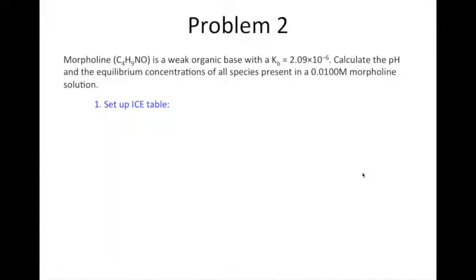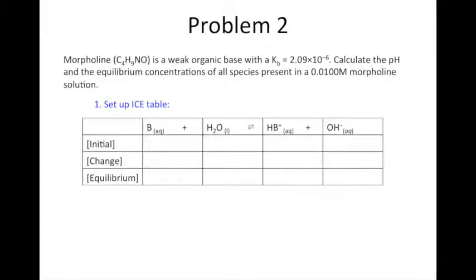And now let's set up our ICE table in order to keep track of our concentrations. You can see we have our base equilibria up top, our concentrations over here. Let's plug in our initial concentrations. We're given the initial concentration of morpholine. The water is a pure liquid, so we don't have to worry about that concentration. And my initial concentration of my HB plus, my conjugate acid, is 0, and hydroxide is approximately 0. Again, there's a little bit, 1 times 10 to the minus 7 molar from water itself, but approximately 0 compared to this concentration.